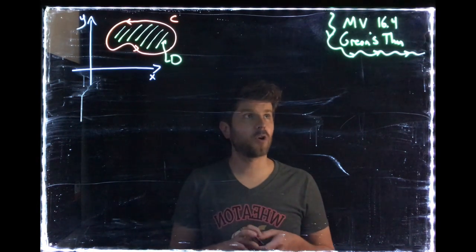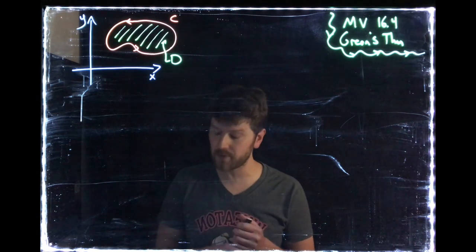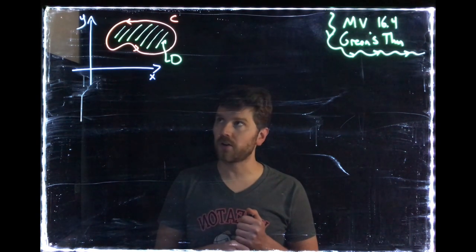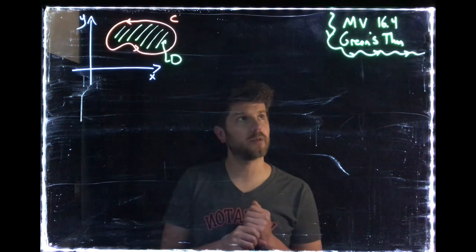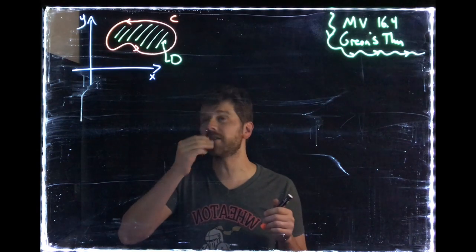Welcome to 16.4, where we're going to introduce Green's theorem, which is one of the pillars, kind of the three big pillars of vector calculus: Green's theorem, Stokes' theorem, and the divergence theorem. So Green's theorem is a formula in 2D, and it does a very peculiar thing.